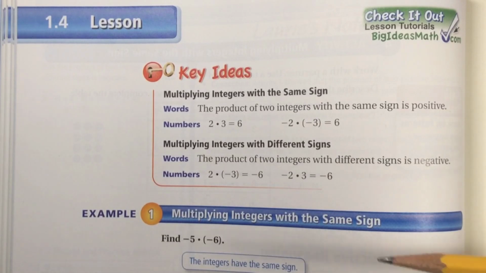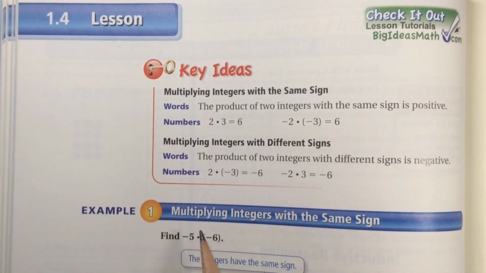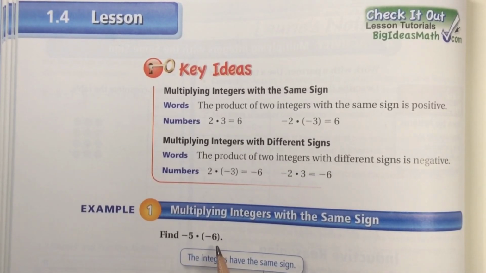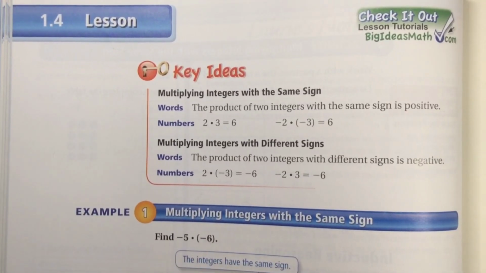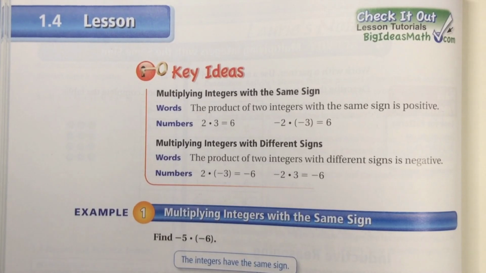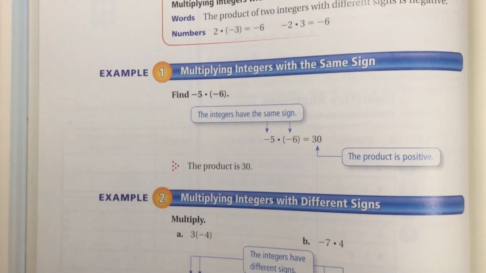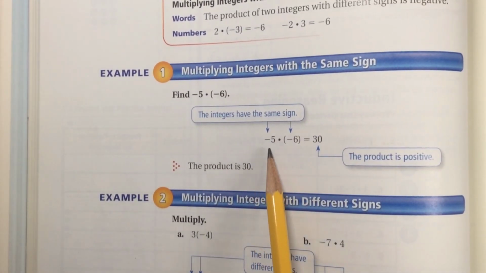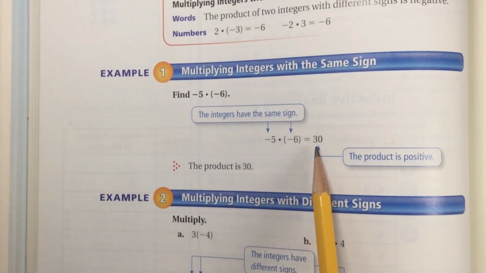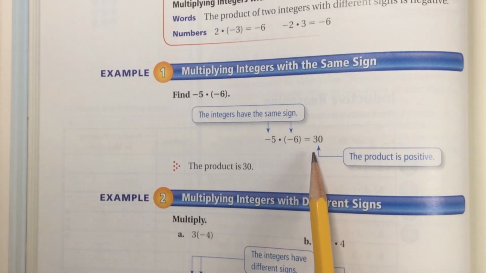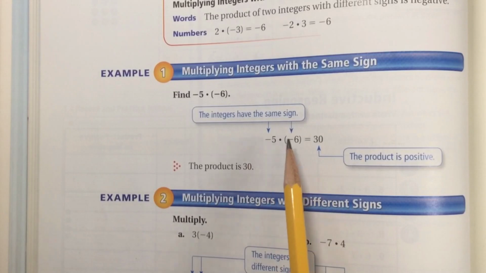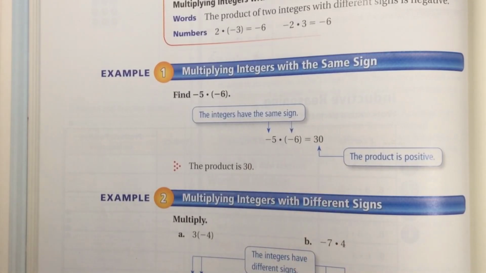So, example 1, multiplying integers with the same sign, negative 5 times negative 6. Same sign, so our answer is going to be positive 30. Negative 5 times negative 6 equals positive 30. Why is it positive? Because same sign, positive, when multiplying.